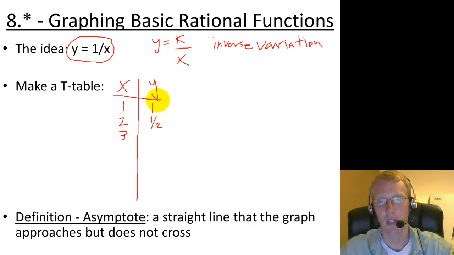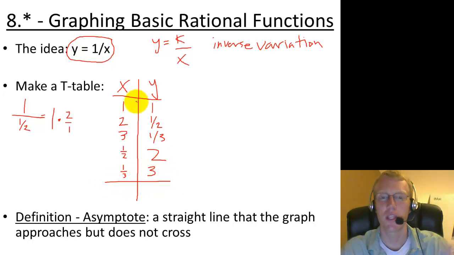If x is 3, y is 1/3. What if x is 1/2? 1 divided by 1/2. Let's do that real quick. Remember that when you divide by a fraction, that's the same as multiplying by the reciprocal. So that's the same as 1 times 2 over 1, and 1 times 2 is 2. So when the x value got cut in half, the y value was doubled. Alright, and last one we'll do is 1/3 comma 3.